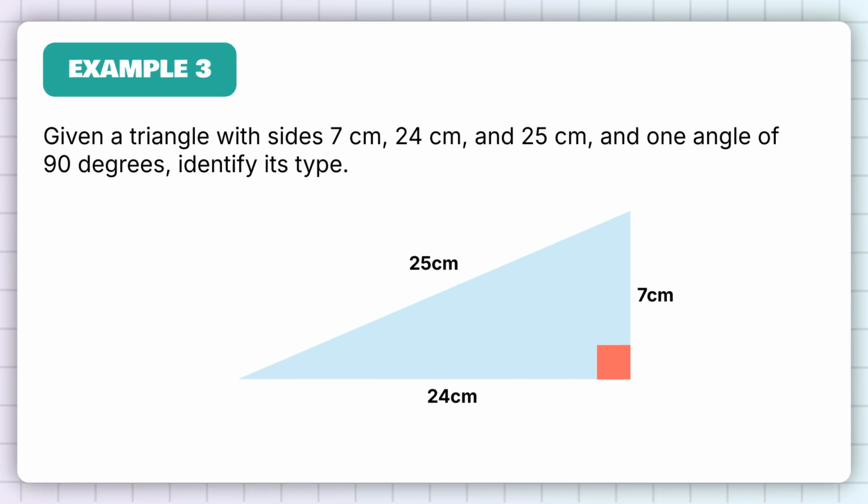Finally, given a triangle with sides 7 centimeters, 24 centimeters, and 25 centimeters, and one angle of 90 degrees, identify its type. Since this triangle has a 90-degree angle, it is a right-angled triangle. But let's also check the side lengths. Since they are all different, it is also a scalene triangle. The triangle is therefore a right-angled scalene triangle.